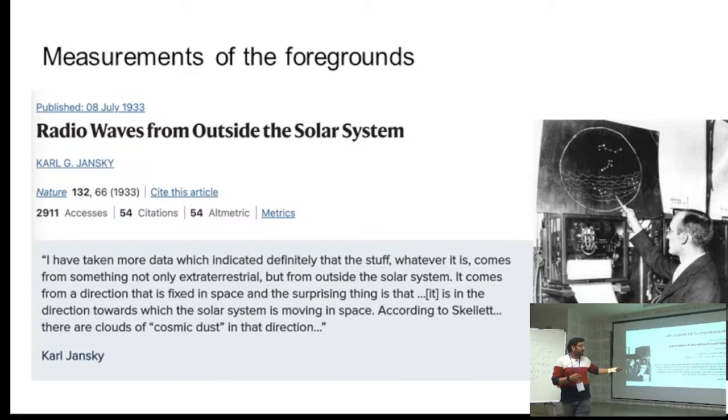This is 1933, and we have Karl Jansky, who was an engineer by training, trying to do some transatlantic communication. And he was seeing a signal which was always there, or always repeating in some way. Back then, we did not know that we had radio sources in the sky. Most of the radio was supposed to be for the ones we were designing for communication between different antennas. So this was the first paper. And I love how it says, I have taken more data which indicated definitely that the stuff, whatever it is, comes from something not only extraterrestrial, but from outside the solar system. So that was really the first clue.